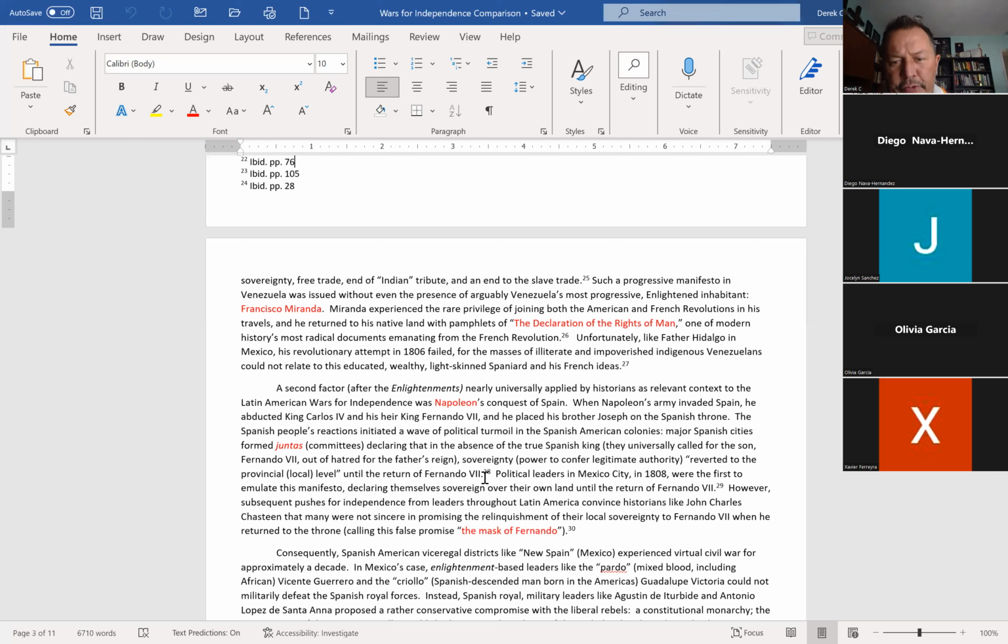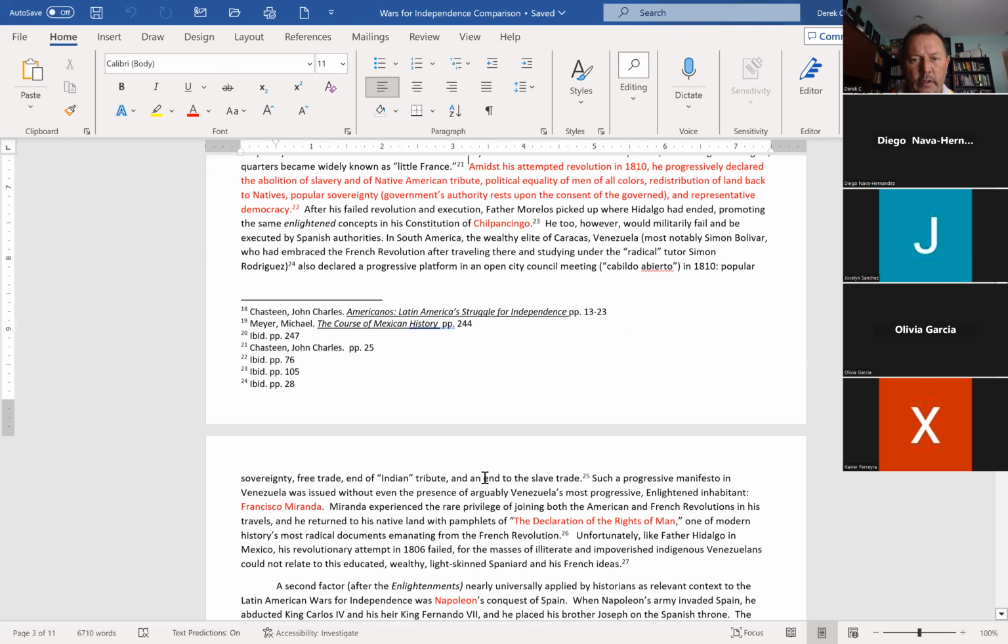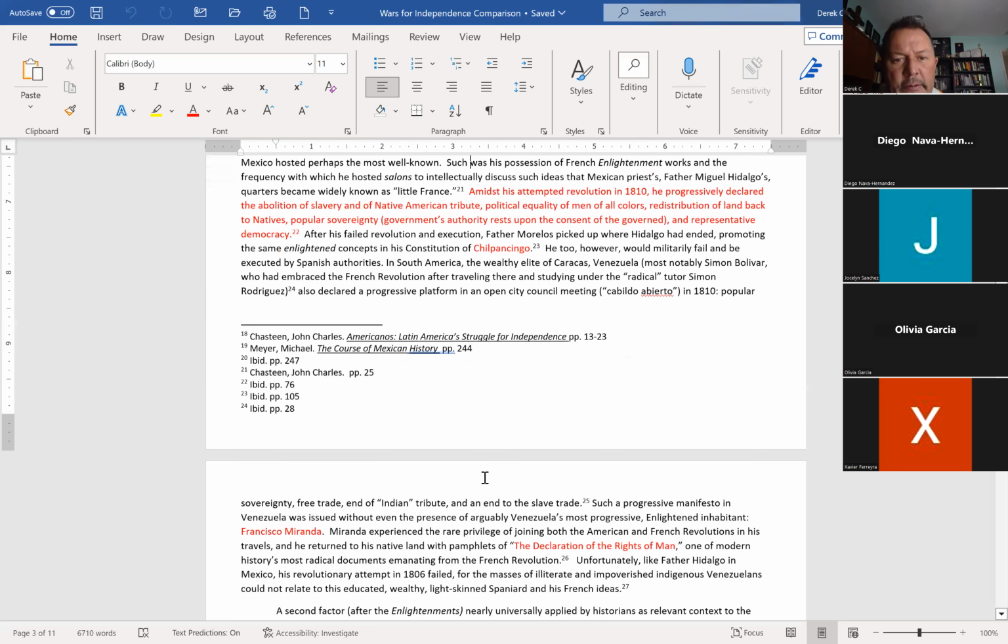Miranda experienced the rare privilege of joining both the American and French revolutions in his travels, and he returned to his native land with pamphlets of the Declaration of the Rights of Man, one of modern history's most radical documents emanating from the French Revolution. And Francisco Miranda was for it. Look at here when they met at the Congress of Chilpancingo under Father Morelos. Amidst his attempted revolution in 1810, he progressively declared the abolition of slavery and of Native American tribute, political equality for men of all colors, redistribution of land back to the natives, popular sovereignty, that the authority of government rests on the popular permission of those who elect them into office, and representative democracy. And when they met at Chilpancingo, they made all this clear.